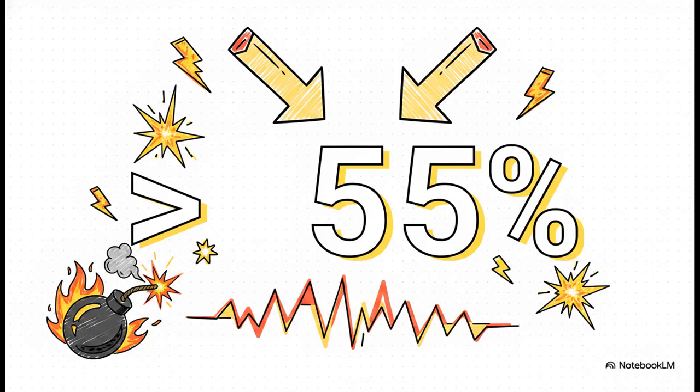Now, what's really interesting about this slide is this specific threshold right here, greater than 55%. When the GEI hits this extreme level of engagement, the market has officially become a highly volatile powder keg.